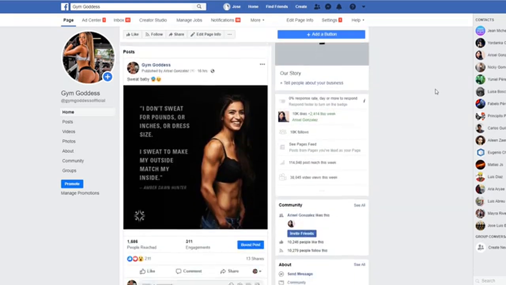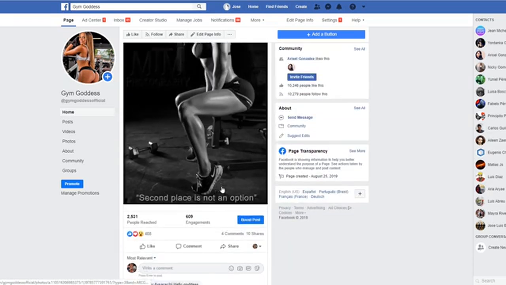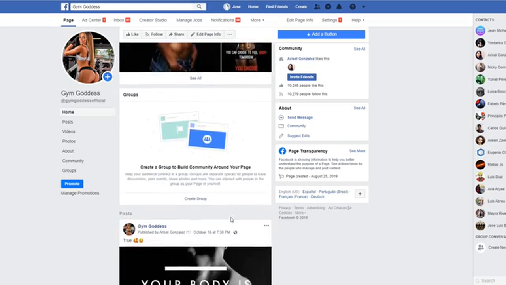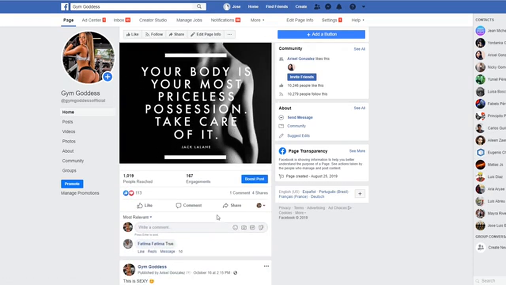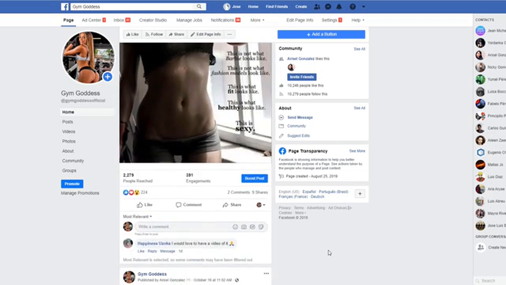Now, if we go down, you can see there are posts here that are getting 200 likes. There's posts here with 400 likes. There's people who are engaging with our content. That's because we're making sure that the people who are liking our page are extremely targeted. We don't want to get just random people who are going to like anything. We want to get people who are truly interested in the topic of our page, because this is how we're going to make money later on.